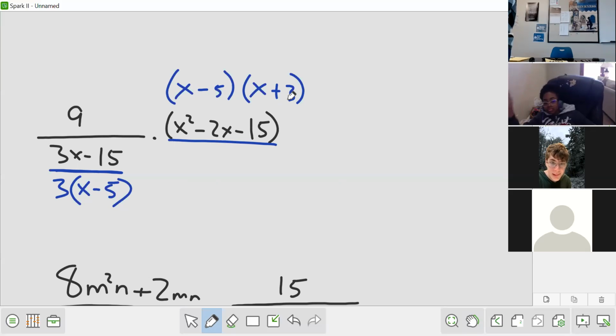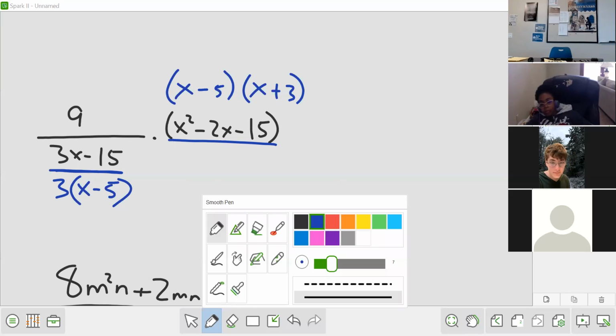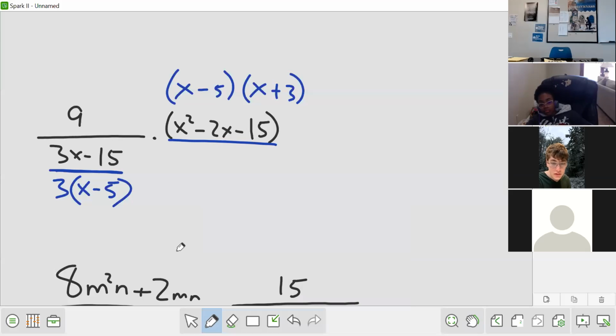All right, because negative 5 times a positive 3 gives me my negative 15, and a negative 5x and a positive 3x gives me a negative 2x. With me so far? Yes. All right, so now the cross canceling I can do here is interesting because I have an x minus 5. I can cross cancel on both sides.